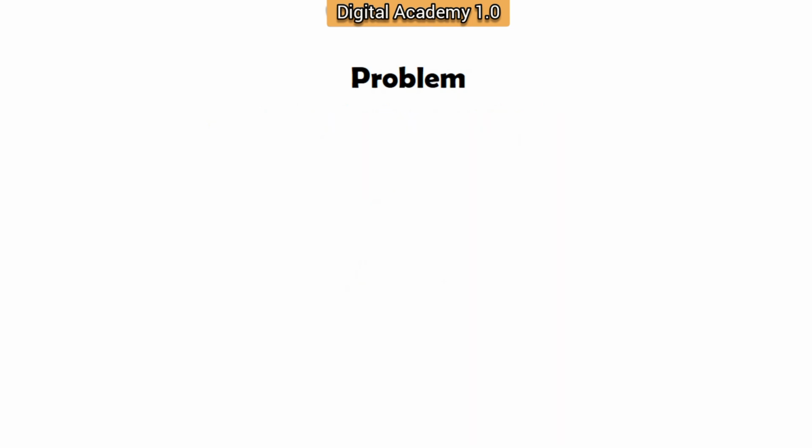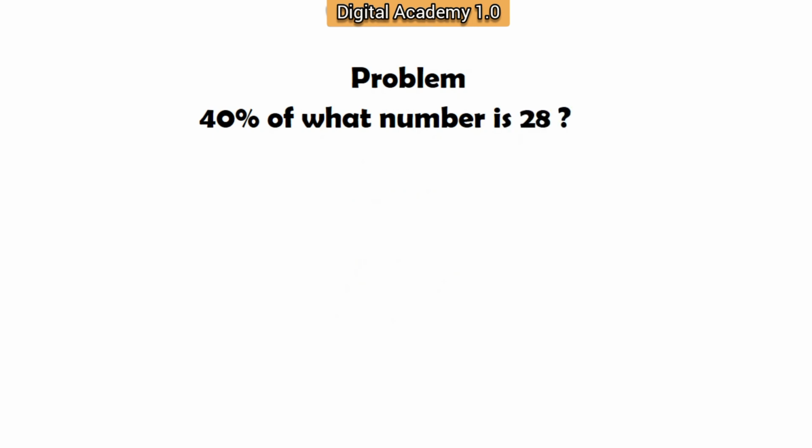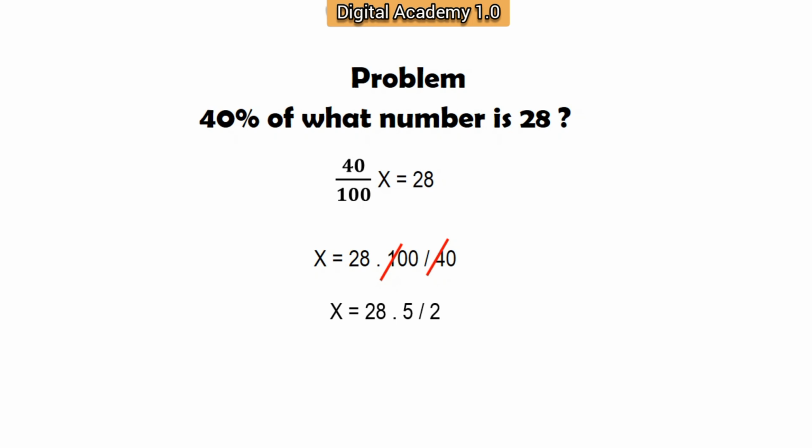Next, 40% of what number is 28? Let's find the base. Solution: 40 upon 100 multiplied by x equals 28. Rearrange the values in order to get x. x equals 28 multiplied by 100 and divided by 40. Simplify it, hence the final answer is 80.